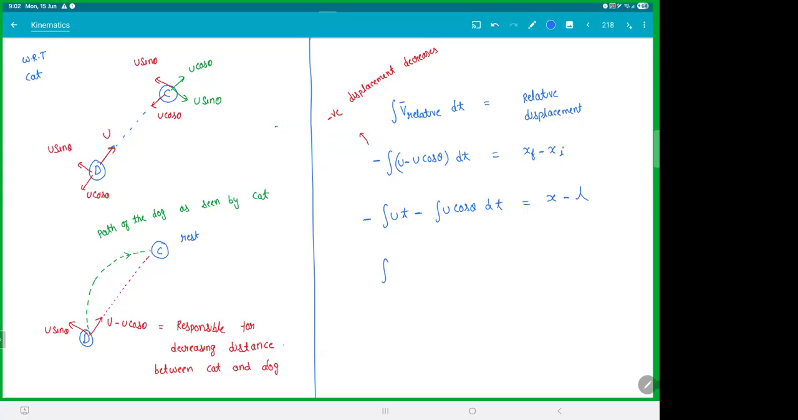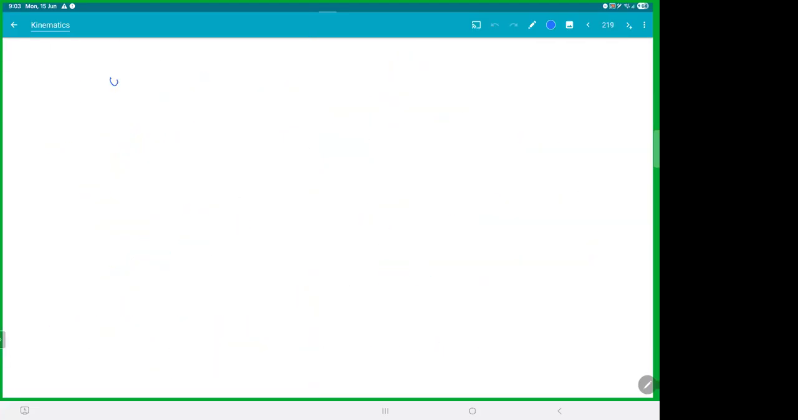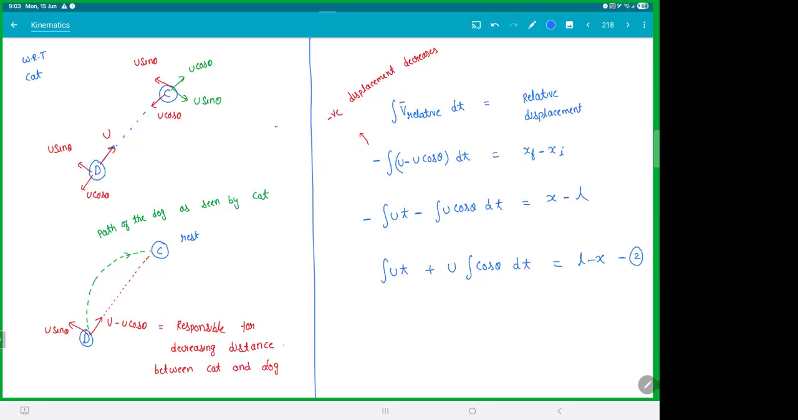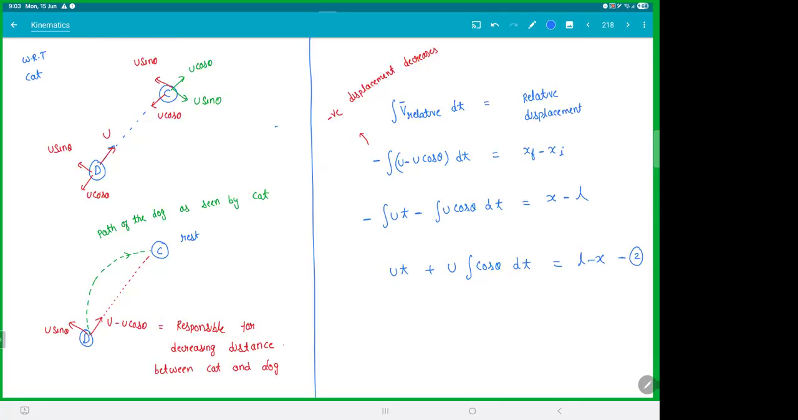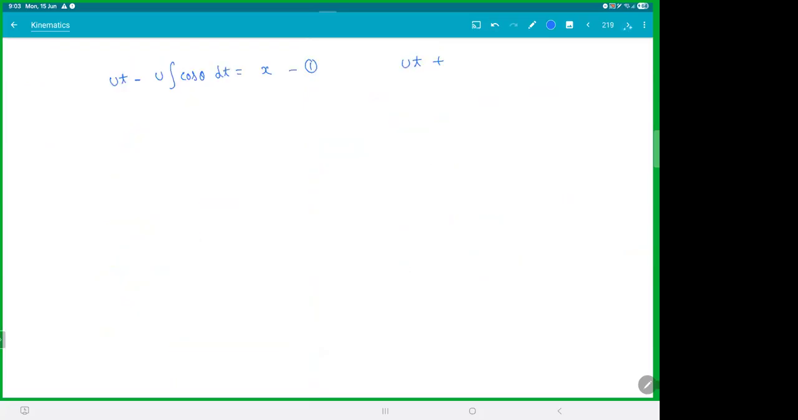Meaning I can simplify this further. So this will be integral ut plus u integral cos theta dt. Send that minus that side. This will be L minus x. This is equation 2. Thus we got two equations. ut minus u integral cos theta dt is equal to x. Yeah, sorry, integral. This is u dt plus u integral cos theta dt is equal to L minus x.